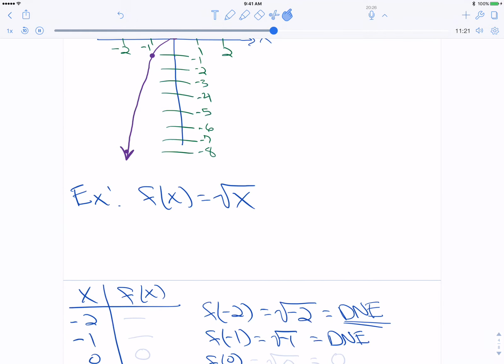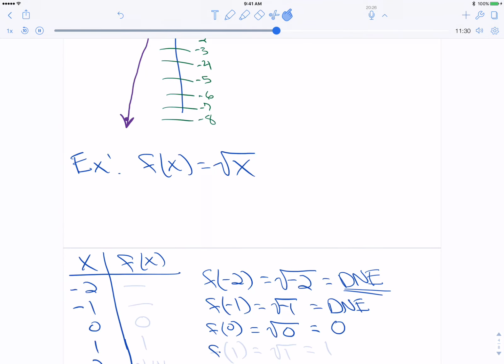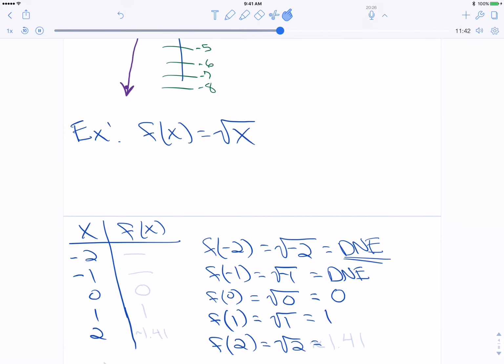F of 0, on the other hand, what's the square root of 0? It's 0. So f of 1, square root of 1, which is also 1. And finally, f of 2 is going to be the square root of 2, which you probably don't know, but your calculator does, so you can always ask it, and it's, if I recall, about 1.41. Make that an approximate. So that gets us nothing useful for -2 and -1. 0, we know we have a 0. 1, we have a 1. And at 2, we're close to 1.41.